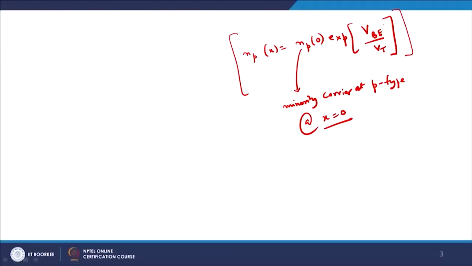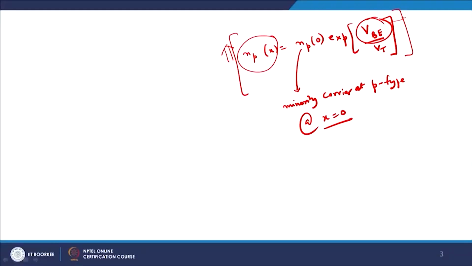Therefore, if my VBE would have been larger, this is where the basic fundamental principle comes in. If VBE would have been larger, I would have expected the value of Npx to also be large, right. Is it okay? For the same value of x which you see. Because if VBE is large, then I would expect Npx to also be large, because it depends upon the value at any particular point.